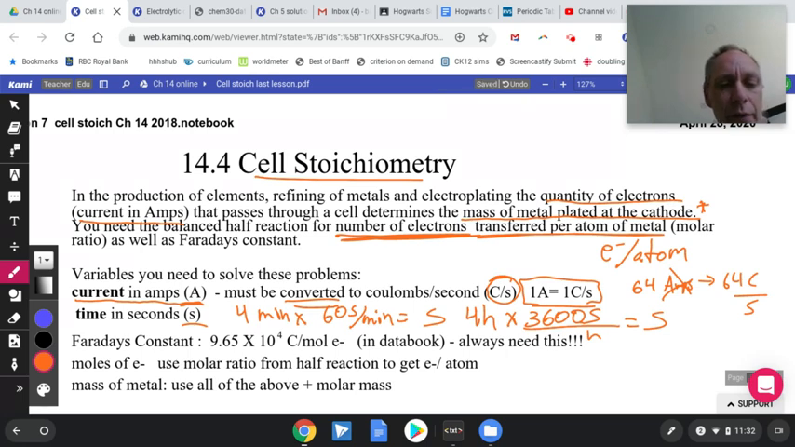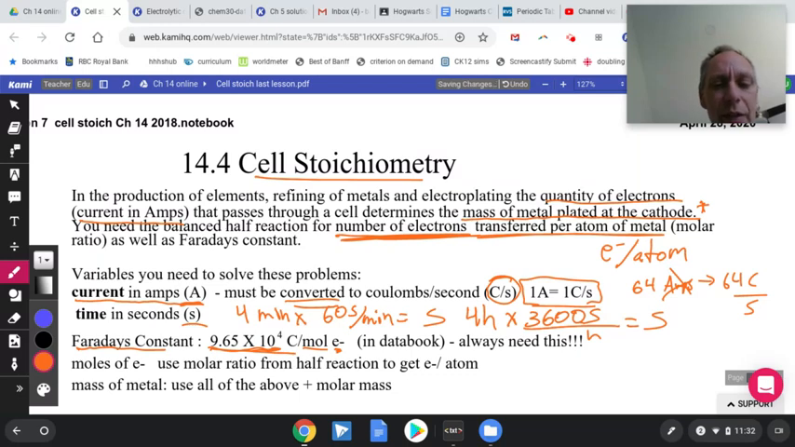Faraday's constant. This will be brand new for you guys. Faraday's constant's in your data book on page 3 or 4, the miscellaneous page where you have all of the units and symbols and you have the specific heat capacities. Anyway, it's on that page. You use it enough that you kind of just remember it. 9.65 times 10 to the fourth coulombs per mole of electrons.